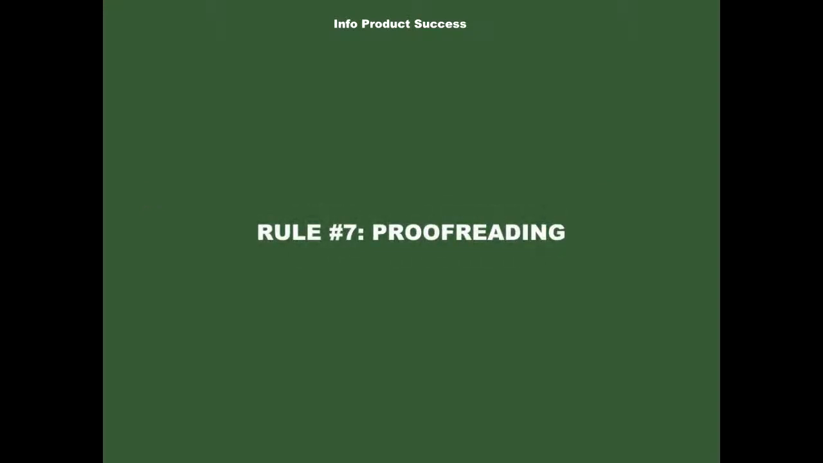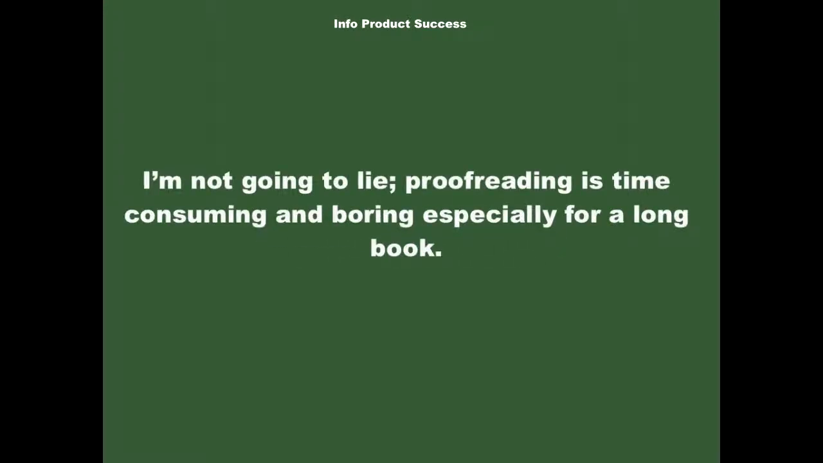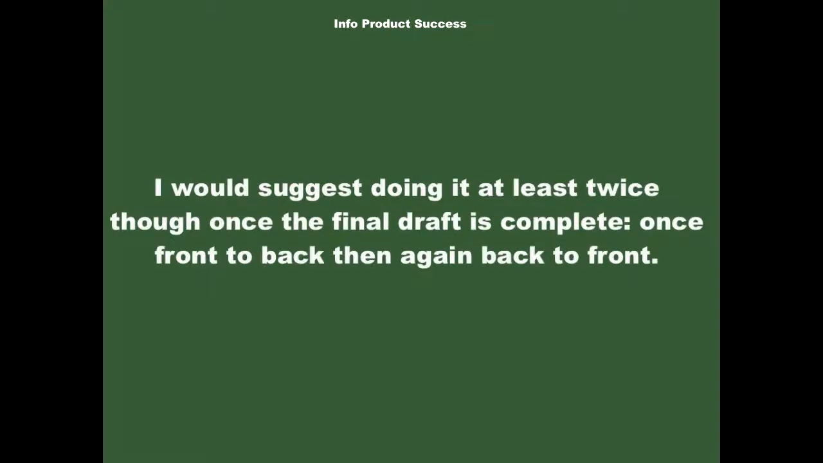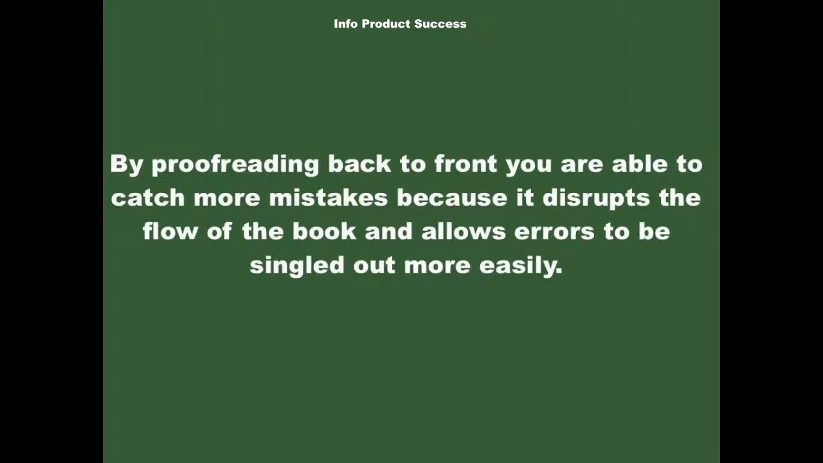Rule number 7, proofreading. I'm not going to lie, proofreading is time-consuming and boring, especially for a long book. I would suggest doing it at least twice though, once the final draft is complete. Once from front to back, and then again from back to front. By proofreading from back to front, you're able to catch more mistakes because it disrupts the flow of the book and allows errors to be singled out more easily.